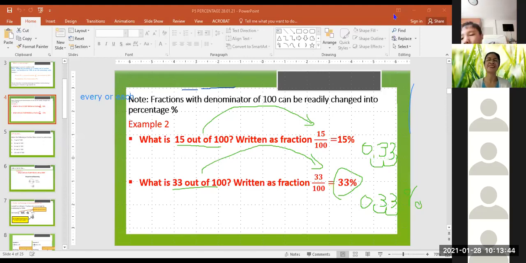Now let's move on. So that is how you're going to write your percentage. That's how simply you write your percentage. Now, let's go to your homework.